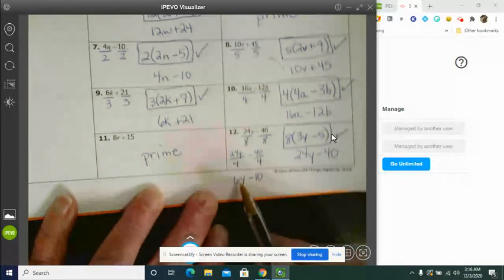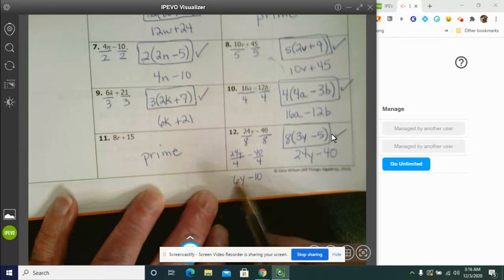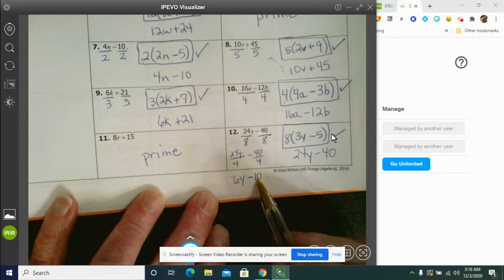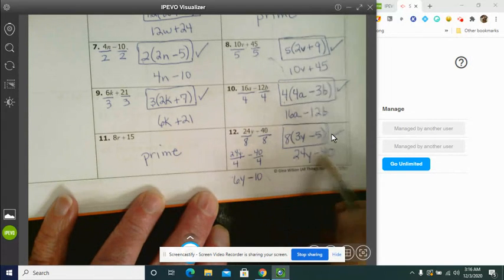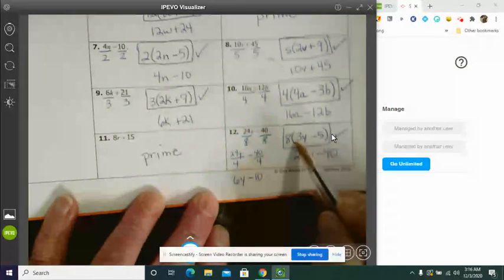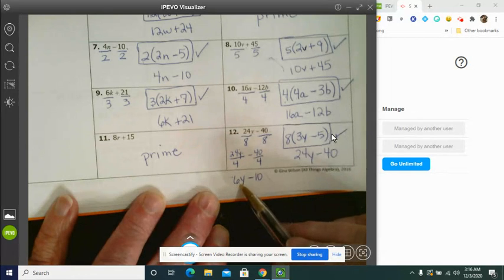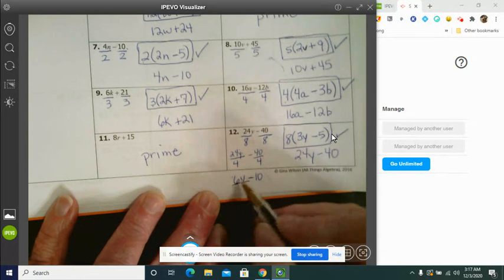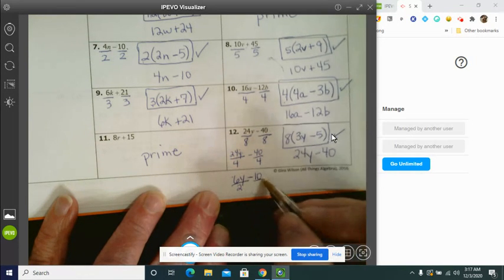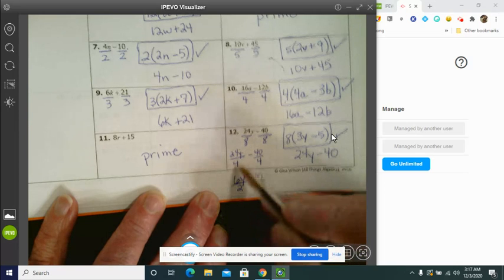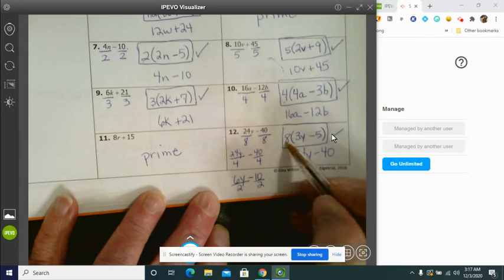But if you'll look, what that does is I still have 2 shared factors. And I haven't factored it completely until I don't have anything else that I can factor out. So I need to go ahead and do that extra step and take out that 2 that I missed the first time whenever I only did it by 4 instead of doing it by 8.